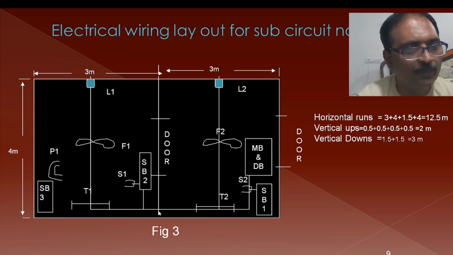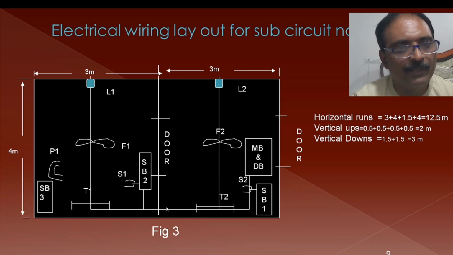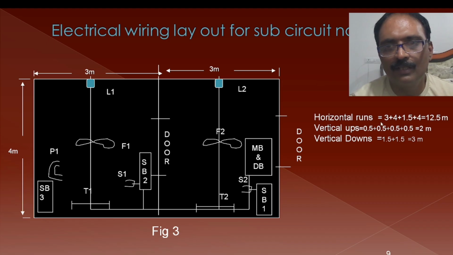another one is from this point, from this door to the middle point of this. So from here to here 3 and from here to here 1.5, and this is 4 and this is 4. So totally the horizontal run is going to be 3 plus 4 plus 1.5 plus 4. See whether all the switch boards and sockets are connected or not through this horizontal run. So from here to here, and this length is considered, this is also being considered. So all the lengths are covered here. These are the horizontal runs which are there for subcircuit number 1.